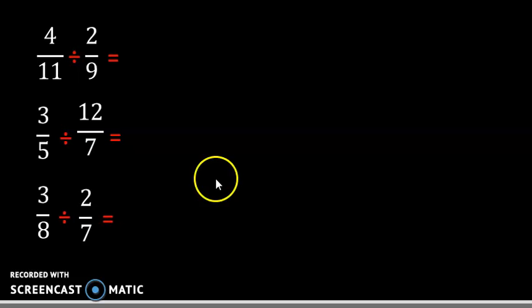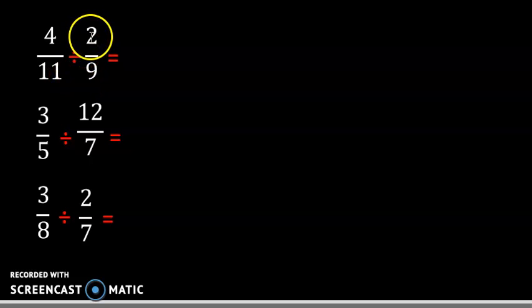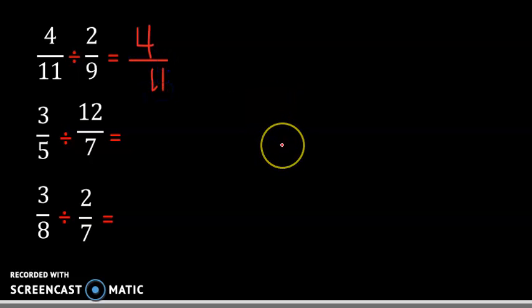Okay, let's answer problem number 3. 4 over 11 divided by 2 over 9. So what is our first step? Copy the first fraction. So the first fraction is 4 over 11. Step number 2, change the division sign to multiplication sign. So division to multiplication. And step number 3 is flip the second fraction over to get the reciprocal.